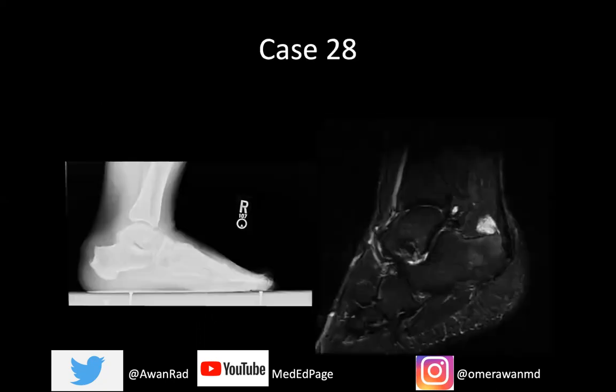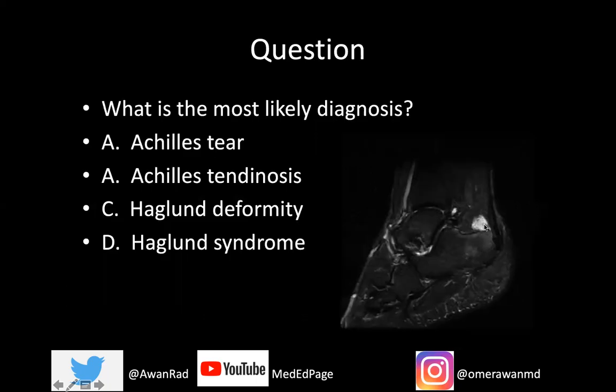Case 28, we're almost done. Going to 30, we have a sagittal T2 fat-sat image through the ankle and a lateral view of the ankle. Notice that we have prominence of the posterior superior process of the calcaneus. We have Achilles tendinopathy, and we have retrocalcaneal bursitis. That triad of findings should suggest Haglund syndrome, right?